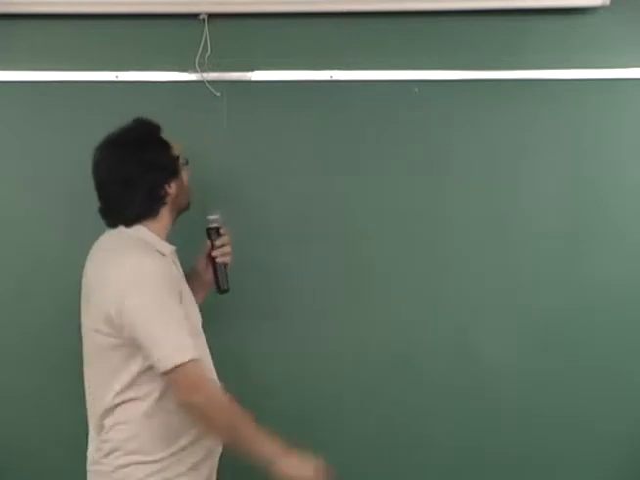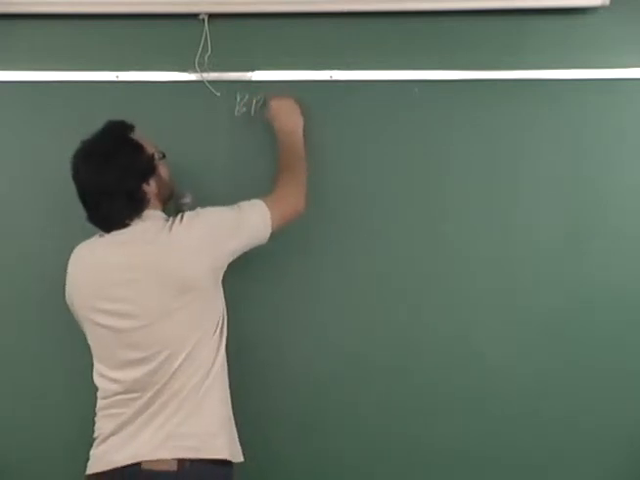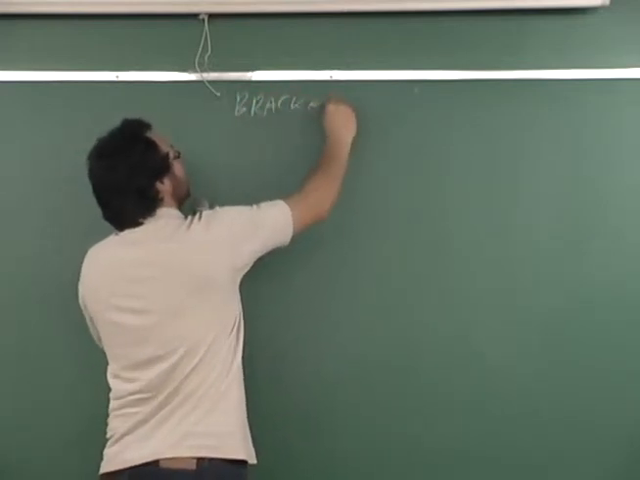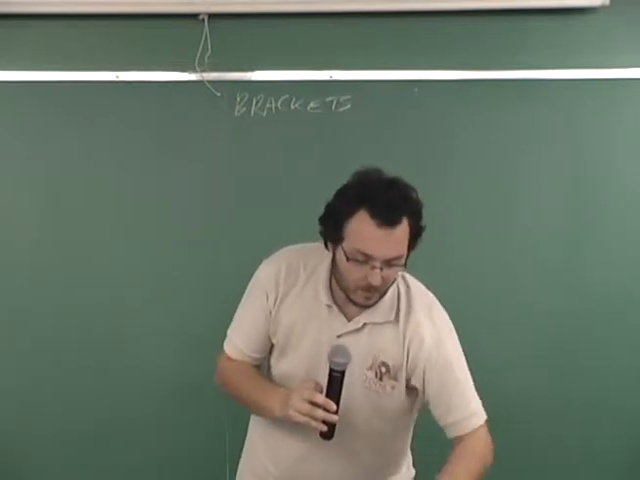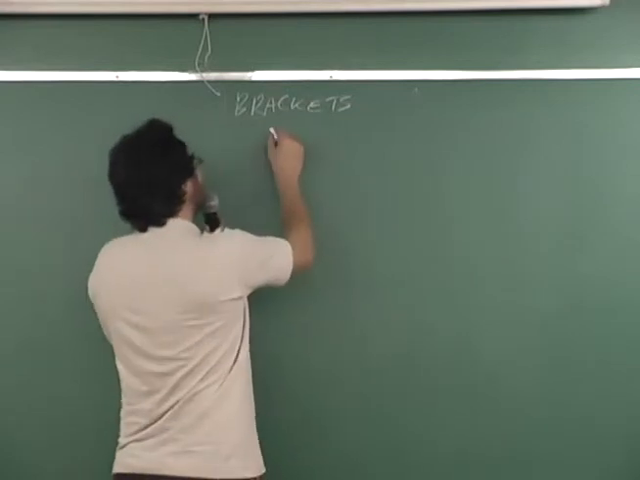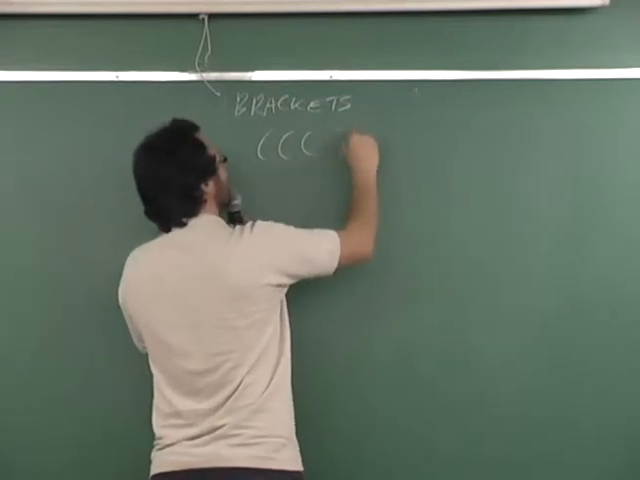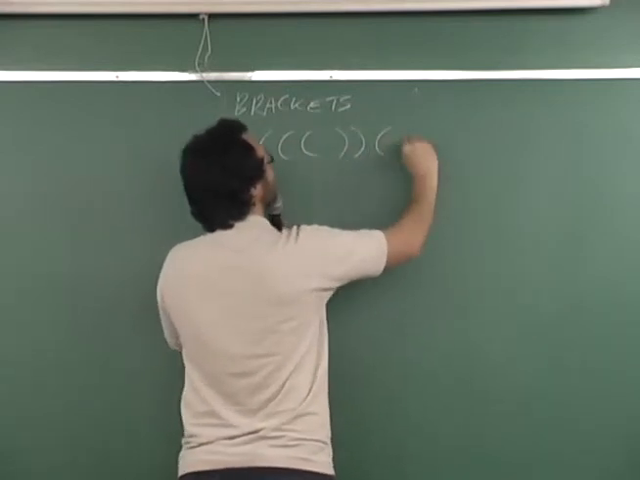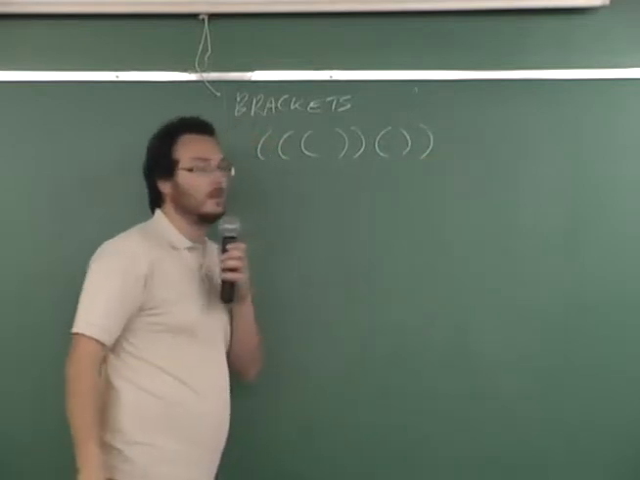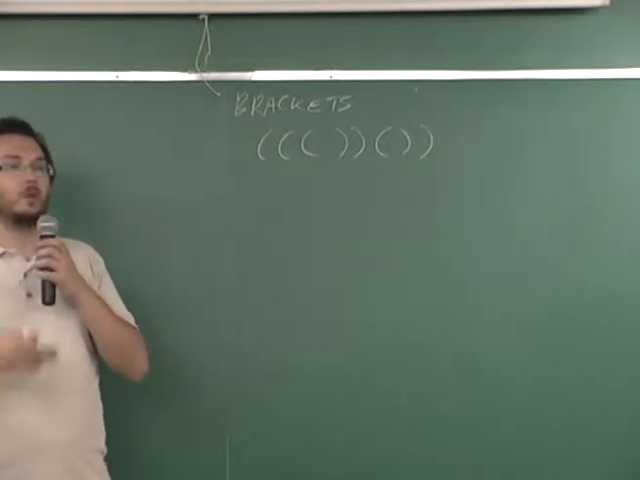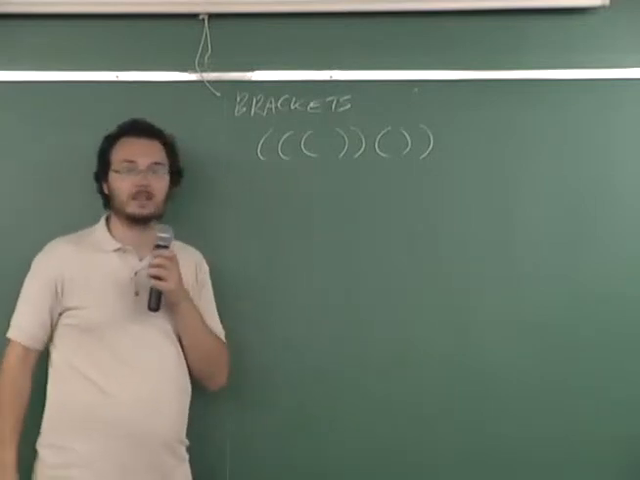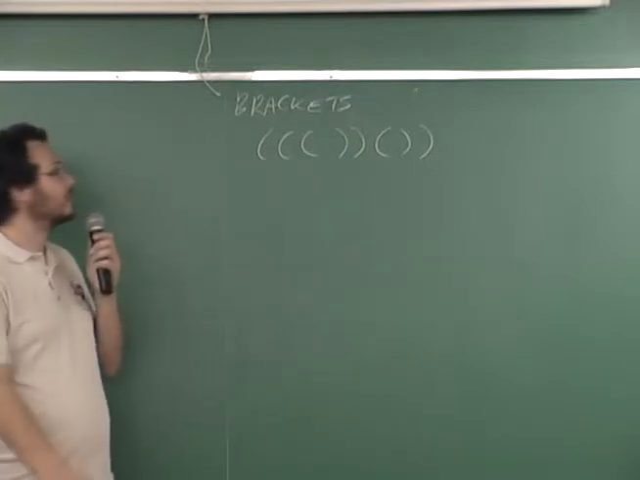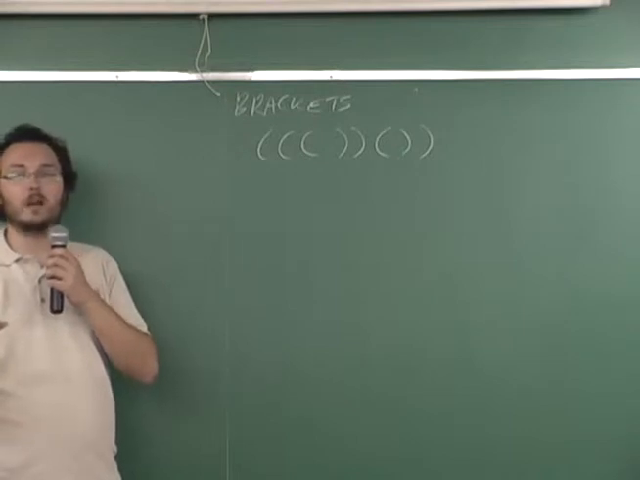So now for example, for the brackets task. What we are given is a bracket sequence consisting of left and right brackets, maybe like this one. What we are supposed to do is count all of the subsequences that are correct bracket sequences. The trick is that each of these sequences has to be only counted once.